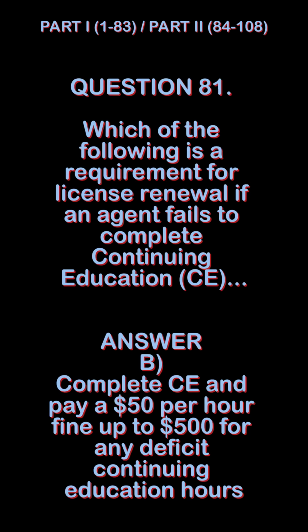Question 81. Which of the following is a requirement for license renewal if an agent fails to complete continuing education (CE)? Answer: B. Complete CE and pay a $50 per hour fine, up to $500 for any deficit continuing education hours.